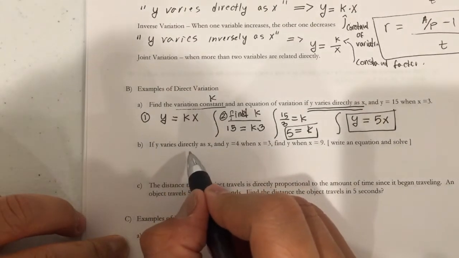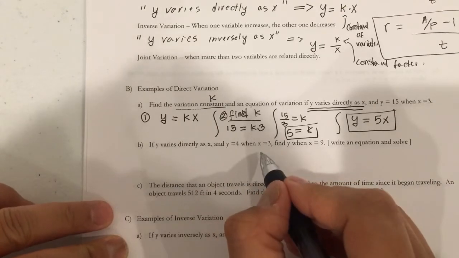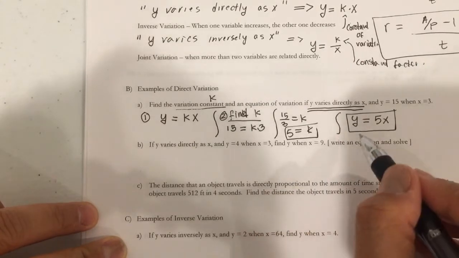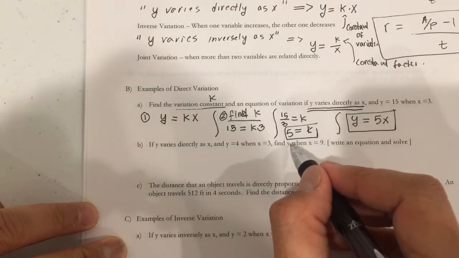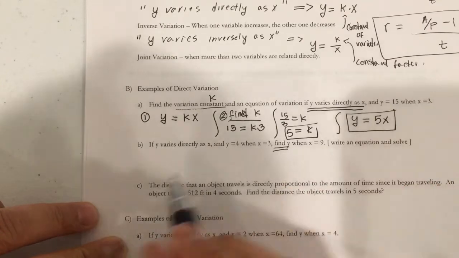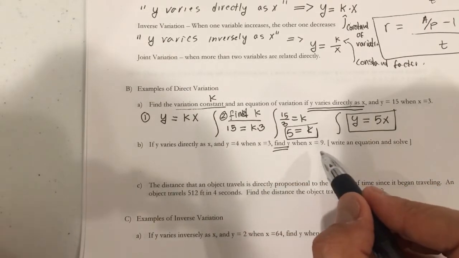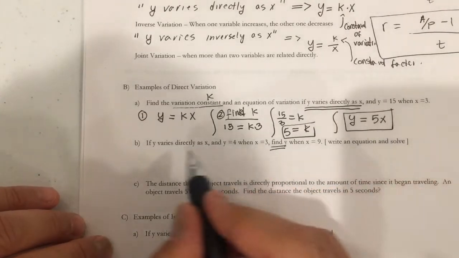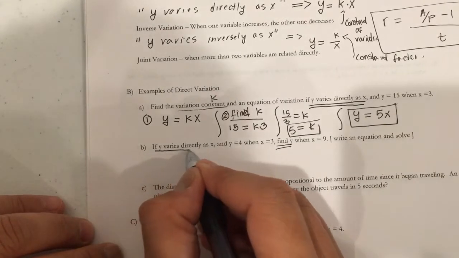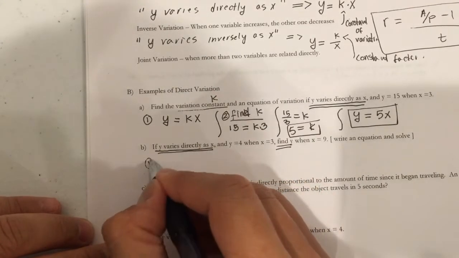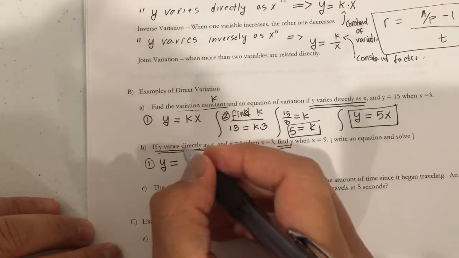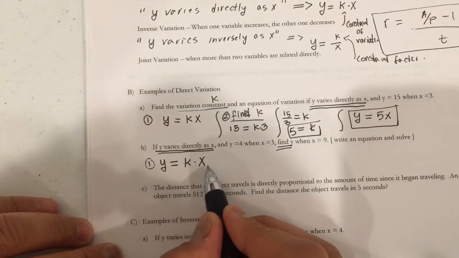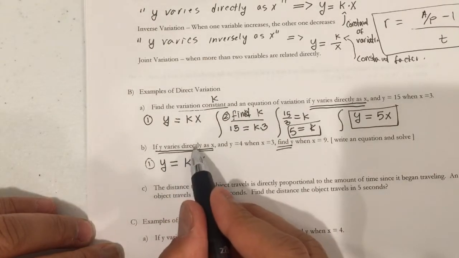If y varies directly as x and y equals 4 when x equals 3, find y when x equals 9. So here, in addition to finding an equation, it also asks us to find a specific y. There are a few questions here, but in order to answer this question, we have to come up with an equation first. So what we usually do is take this first line, y varies directly as x, and translate that into our mathematical model, which is y equals k times x.